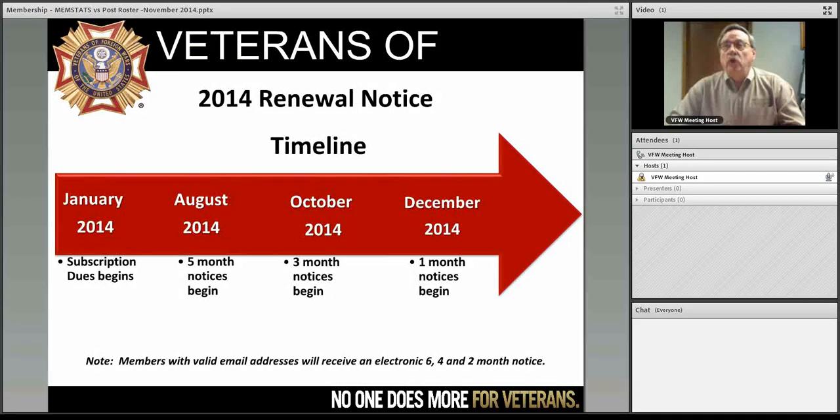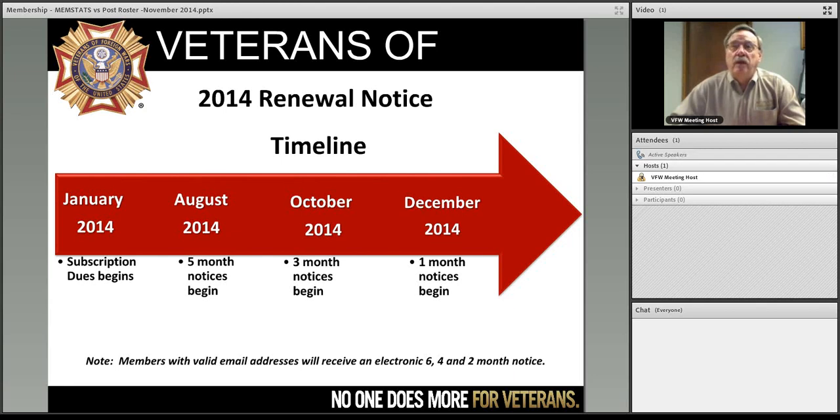Now, this is the renewal notice timeline. And this is what I wanted to discuss with you, where I didn't want you to confuse the 30, 60, 90-day option for your collections of unpaid dues. This is a 5-month, 3-month, and 1-month mailing schedule to those annual members. Now, what we have depicted here is the 2014 December 31st expiration date. These are the members that will expire, which is the vast majority of our members during this particular year.